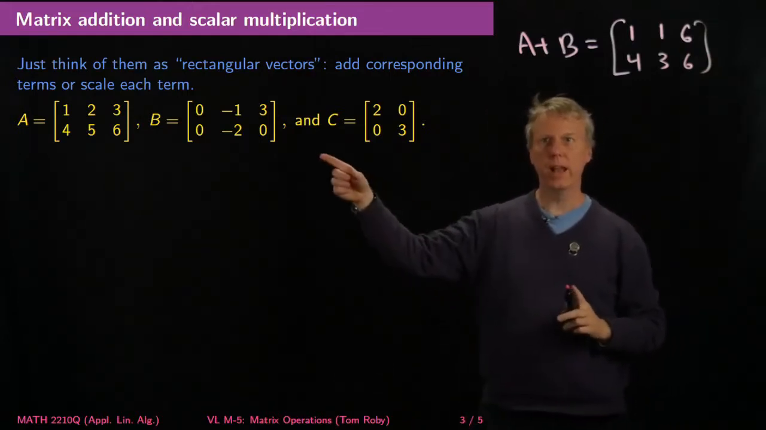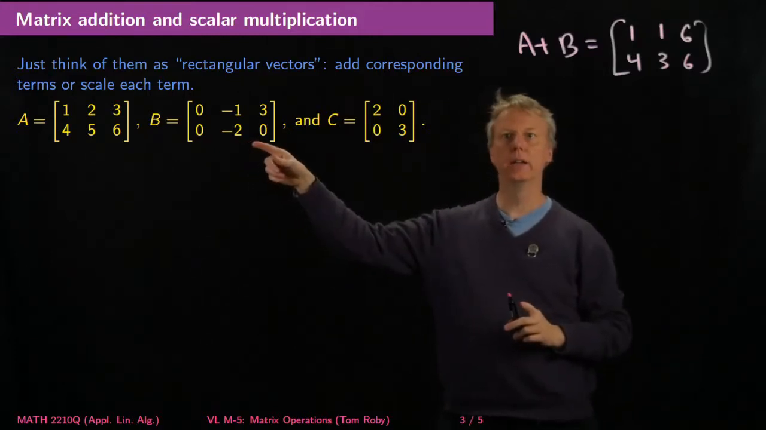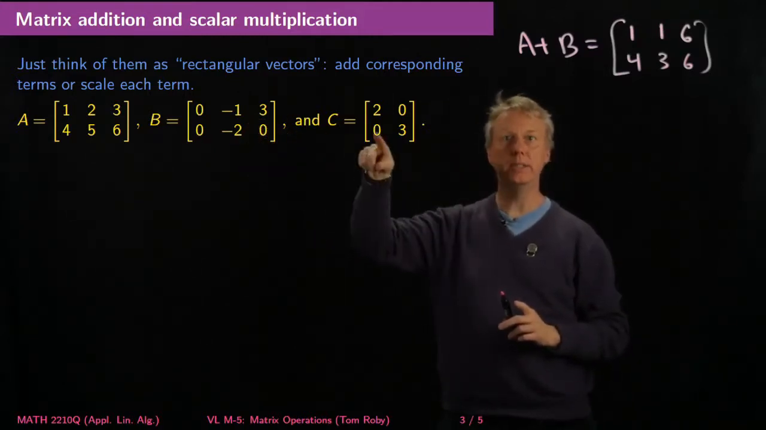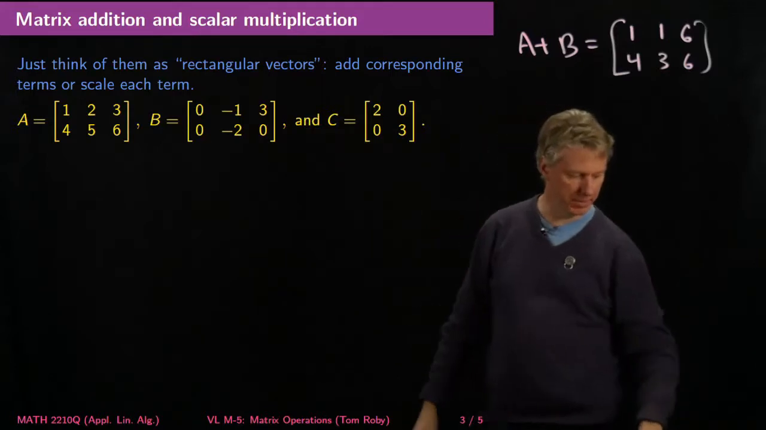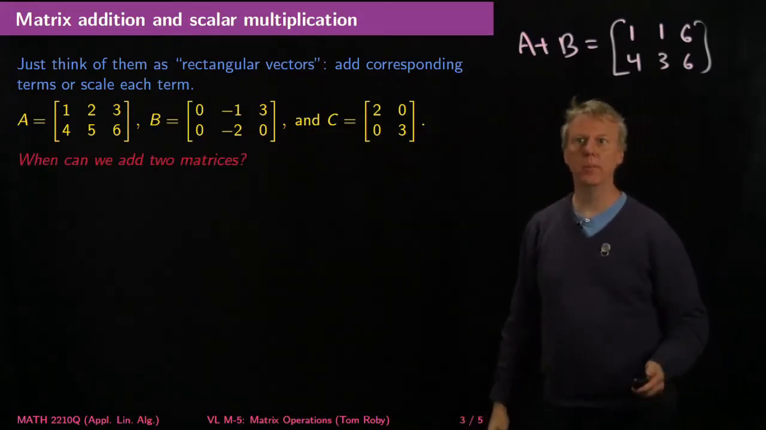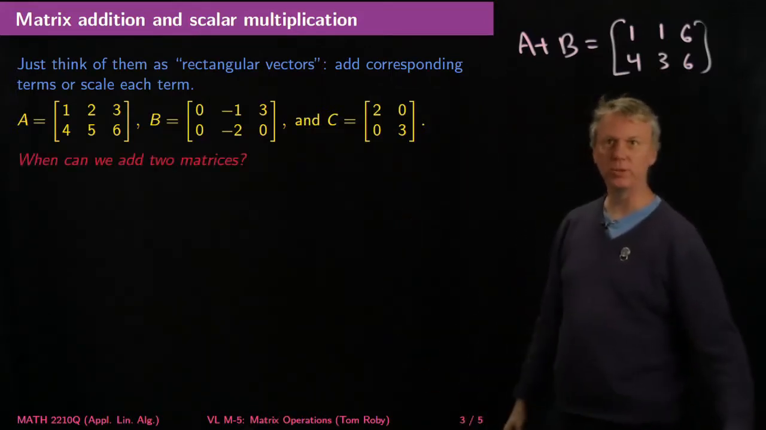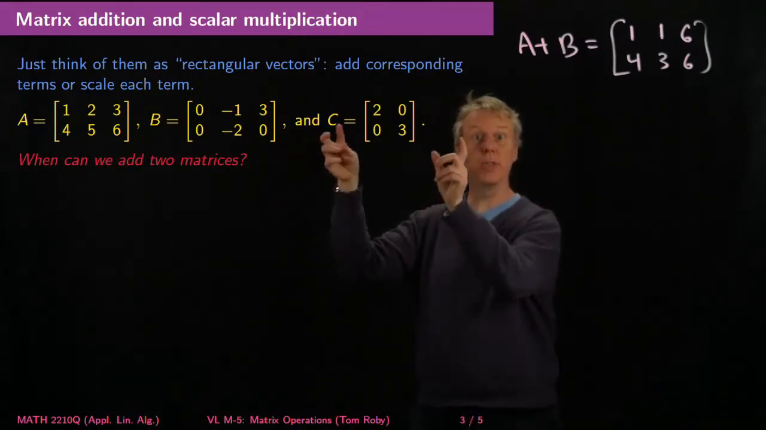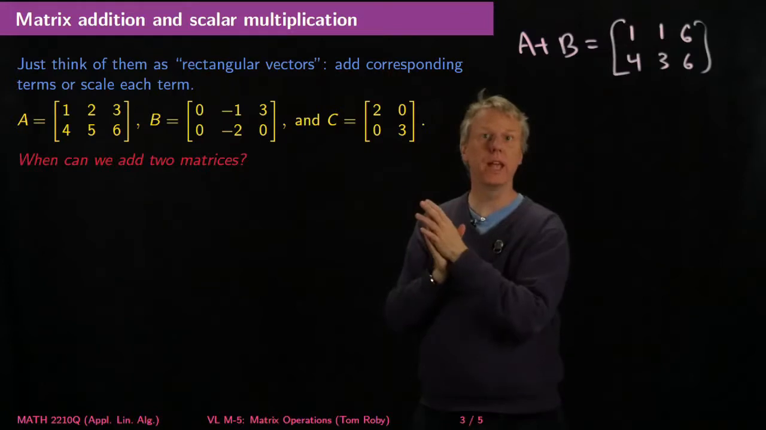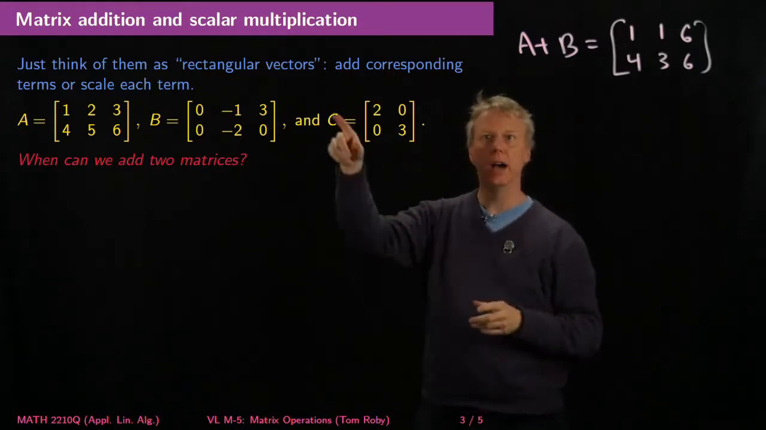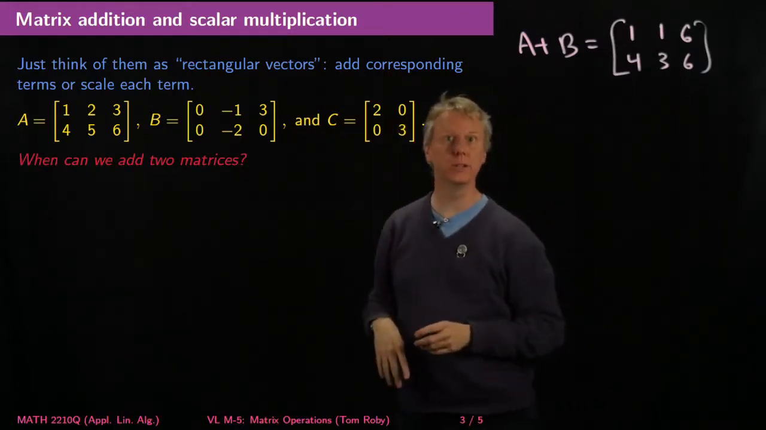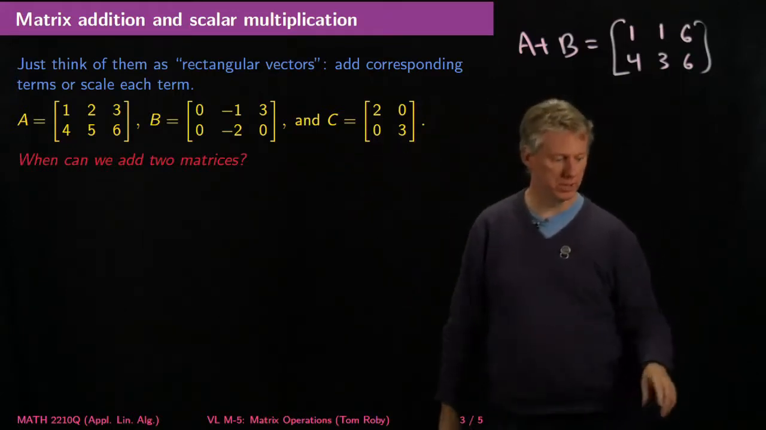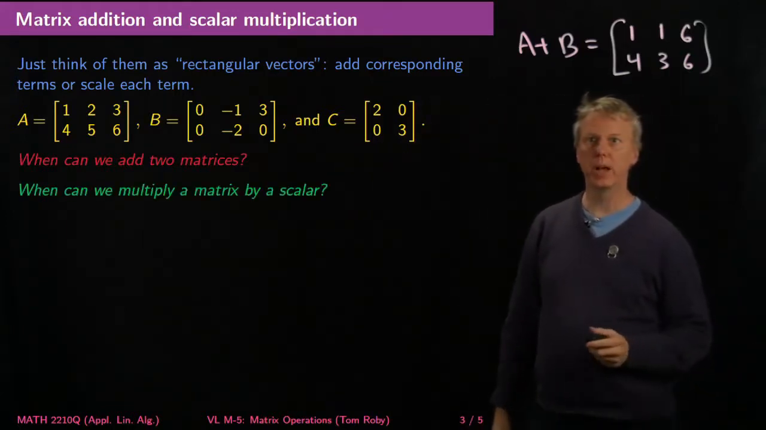Now notice that I can't add B and C, right? Because they're not of the same size. So maybe I just said, when can we add two matrices, right? That's the question. And so you can add two matrices if they have the same dimensions, if they're both m by n matrices for the same m and n. You can't add a 2 by 3 matrix to a 2 by 2 matrix. We will be able to multiply such matrices though, so that's coming up.